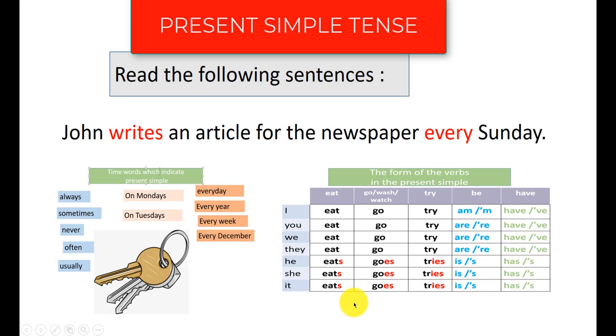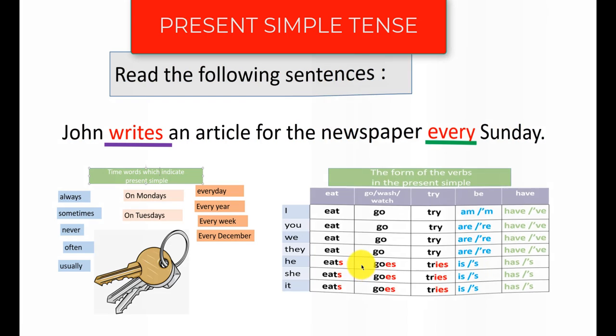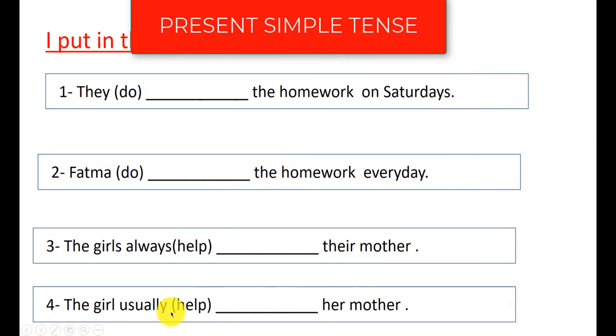So it goes with which verb? Like the verb eat, as we said. And we have the girl. Is it you? Is it we? Is it they? No, it's she, teacher. So we say she eats, but we don't have eat now. We have help. So it would be she helps or the girl helps. Yes or no? We'll say the girl usually helps her mother. The girl usually helps her mother.